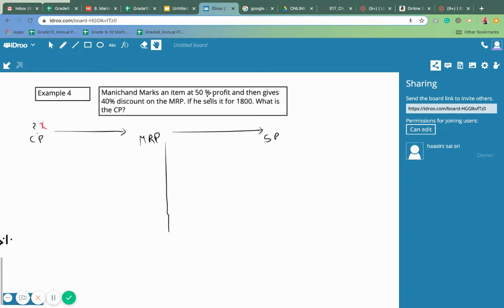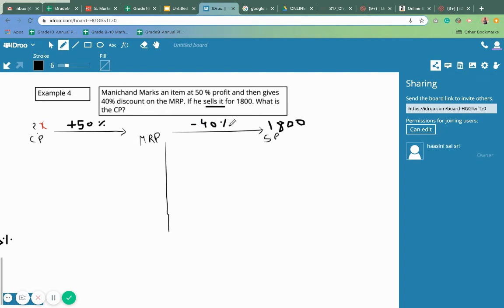A manager marks an item at 50% profit, then gives a 40% discount on the MRP. He sells it for 1800. So the information I know is the selling price. So I'm writing the selling price is 1800. I don't know what the MRP is. I don't know what the cost price is. But I know that from the cost price to MRP, there was a 50% profit, and from the MRP to the selling price, he is giving a discount. So the discount is basically negative, that is 40% discount. This is what I understood.